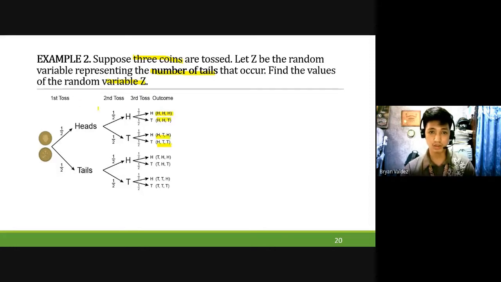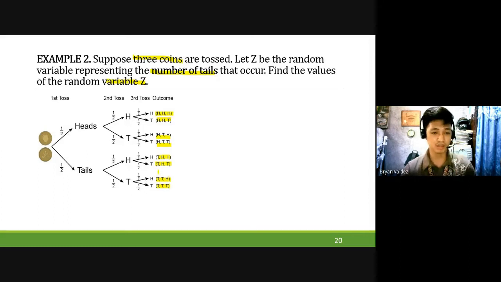Okay, so may tatlo kang coin. So, sa isang coin, heads and tails ang pwede lang lumabas. Di ba? Meron two possible outcomes. So, kung meron kang tatlong coins, so meron kang walong possible outcomes. So, ito yung mga possible outcomes: head, head, head; head, head, tail; head, tail, head; head, tail, tail; tail, head, head; tail, head, tail; tail, tail, head; and tail, tail, tail.